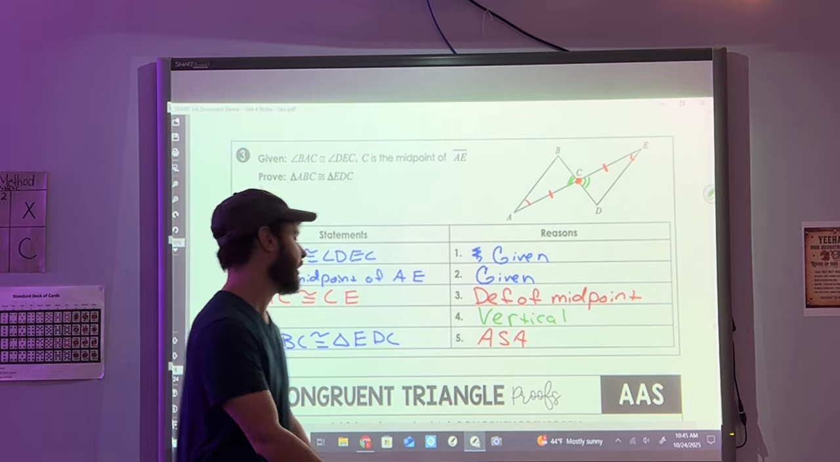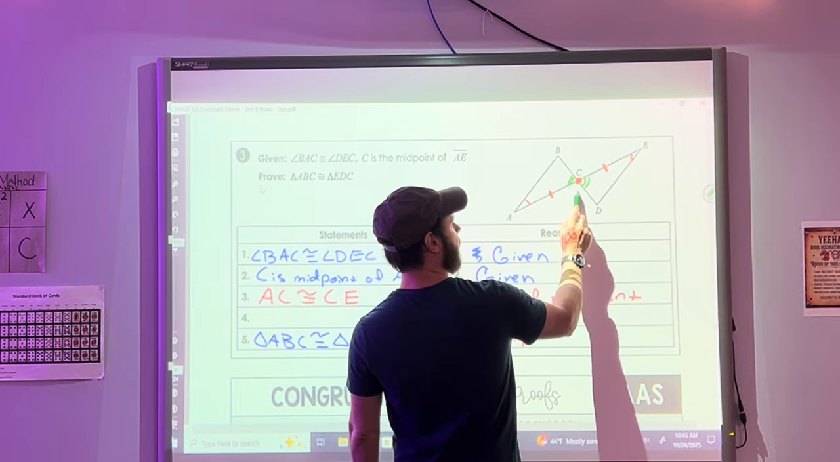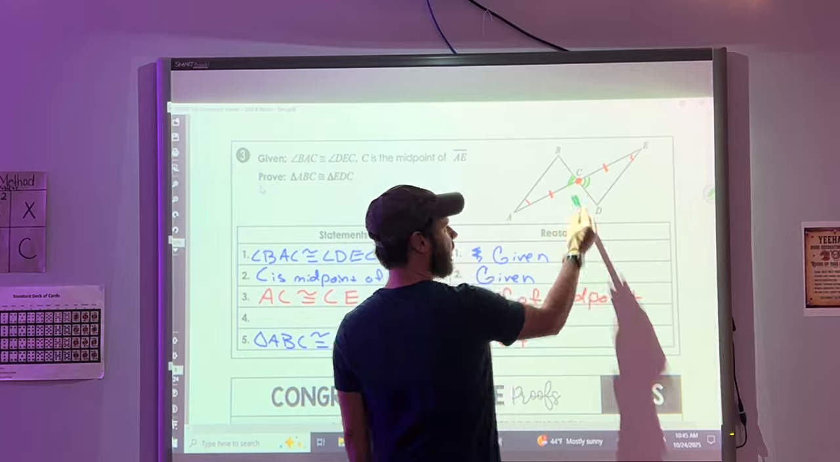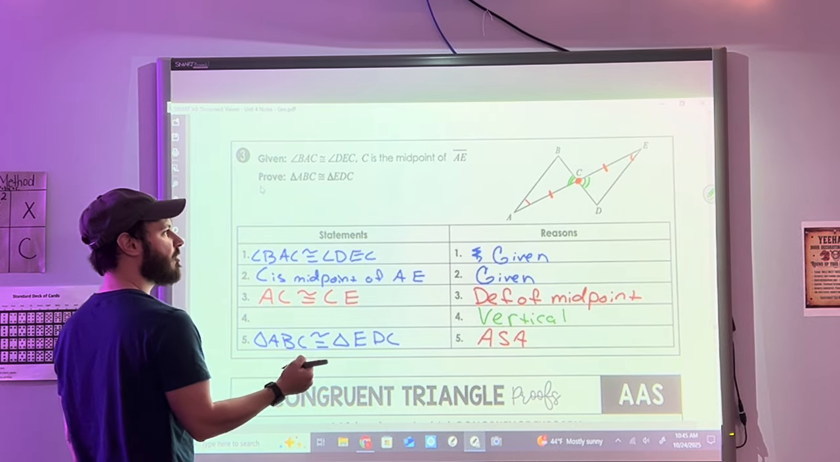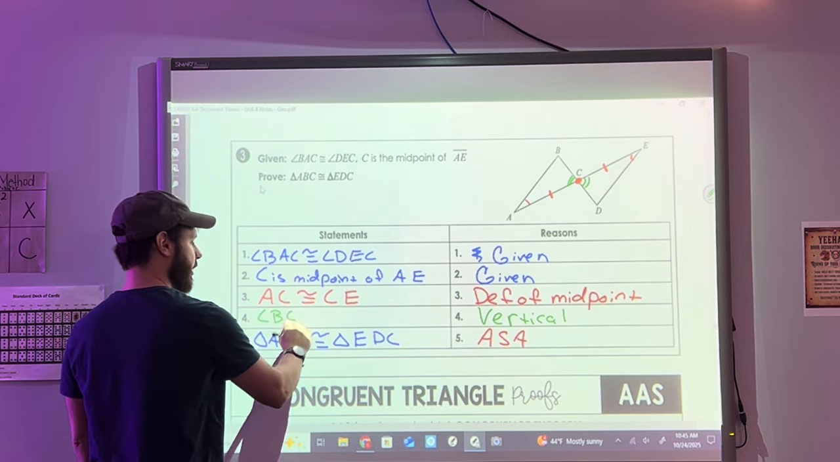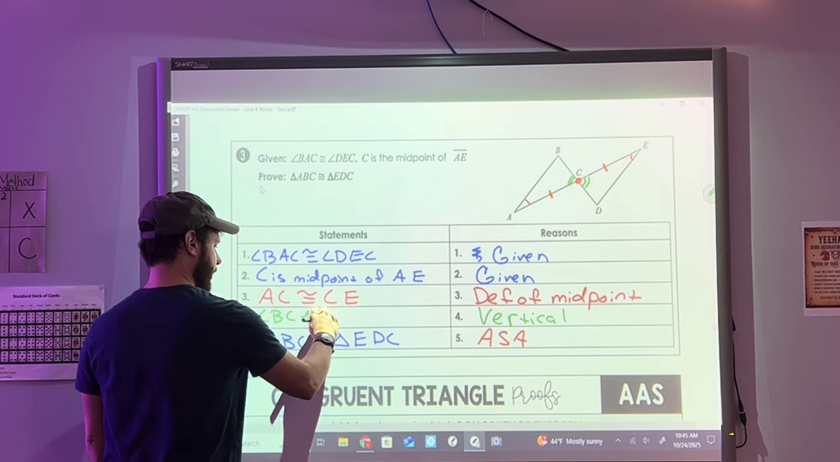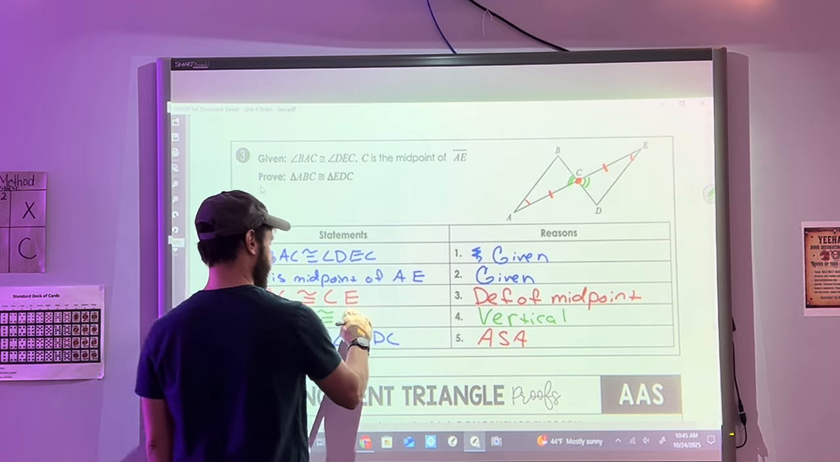Those things are vertical. So what do I write? I can't say angle C is congruent to angle C, because am I talking about this C, that C, this half of the C, the whole thing being C? There's too much going on. So I need to label with three letters. The left one is angle BCA, and that is congruent to the right one being angle DCE.